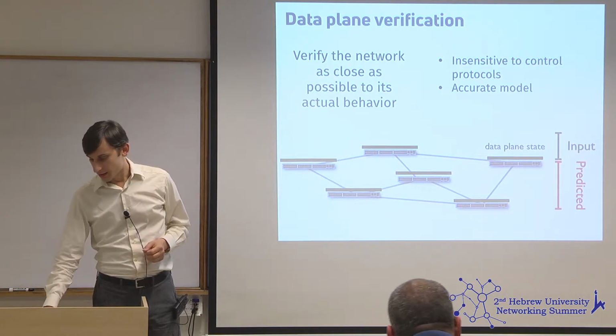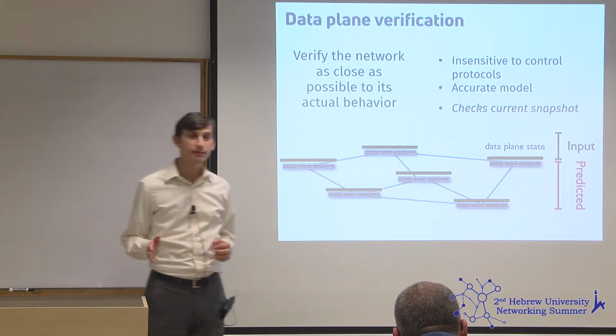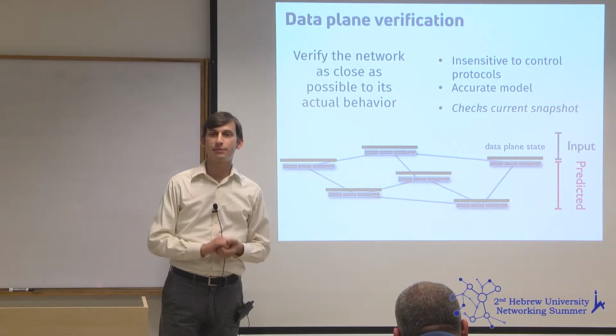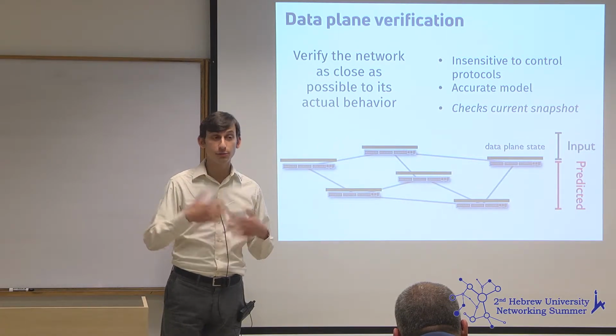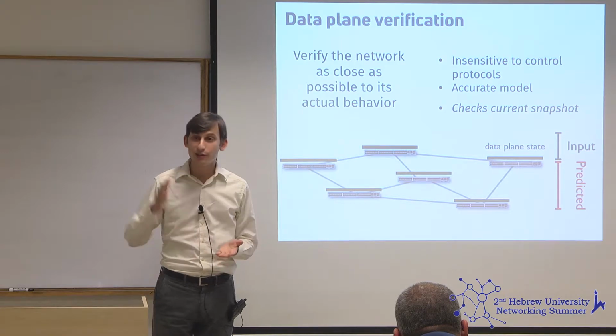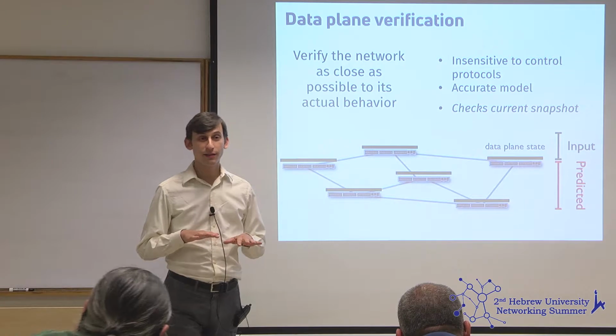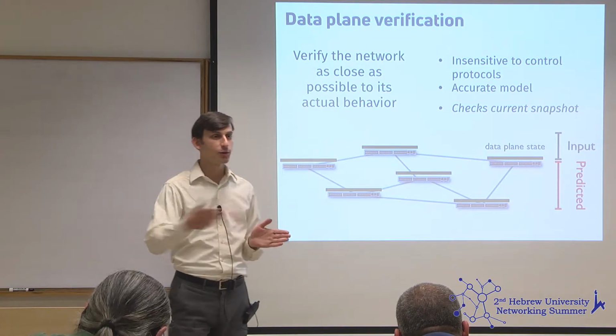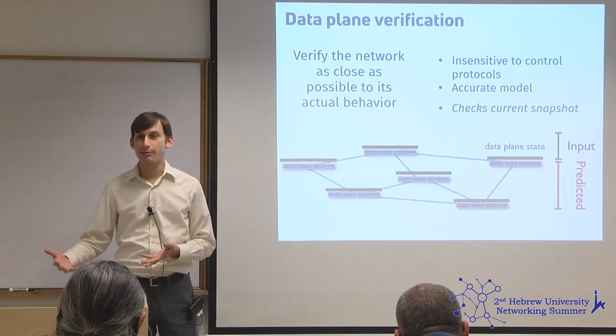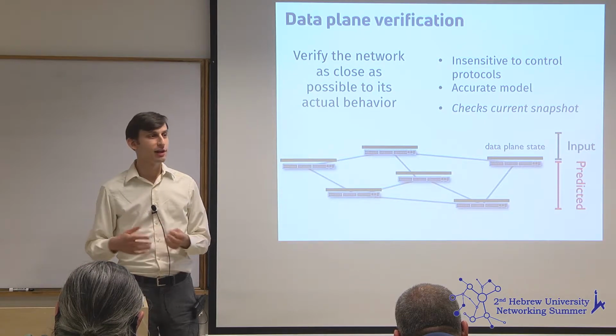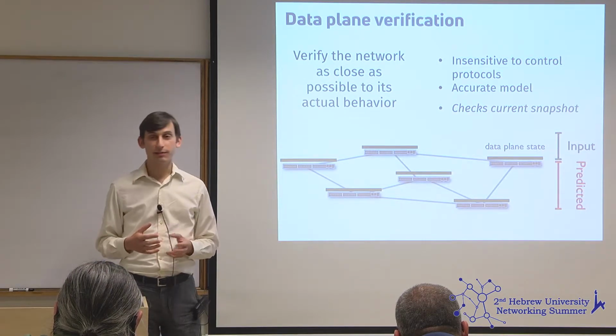So, high accuracy, but it only checks the current snapshot of the network. It's still predictive in the sense that you're not waiting for traffic to flow through the network. We're going to look at the data plane and basically predict all possible traffic behavior that could happen, but it's not predicting what will happen with changes to the data plane state.